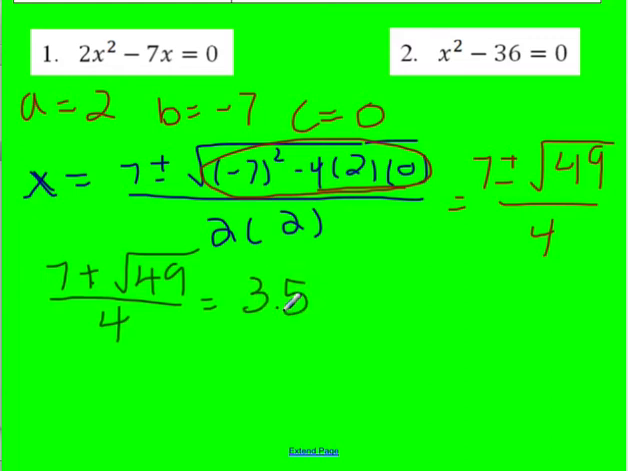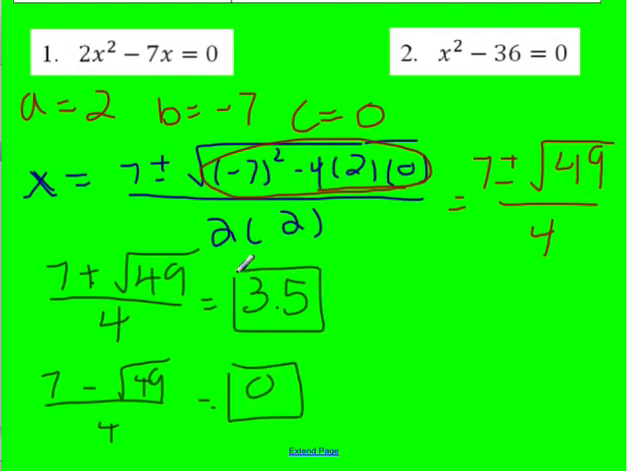3.5. Then you're going to take 7 minus your square root, and once you type that in, hit enter, get your answer, then divide it by 4. When you do that, you get 0. So the answers to number 1 are 3.5 and 0. Alright, so let's go ahead and get rid of this.